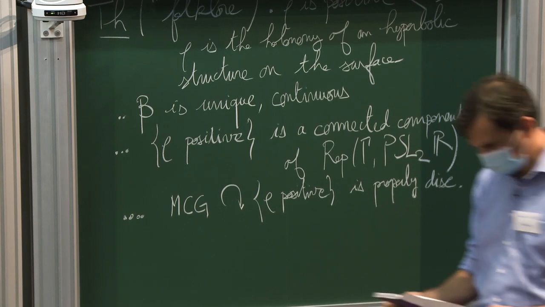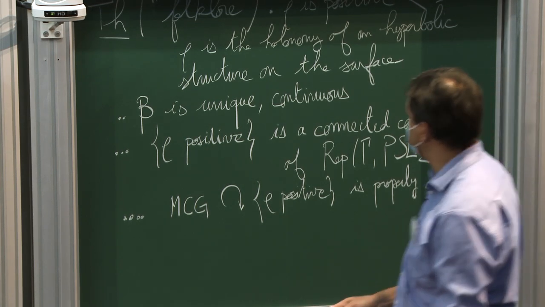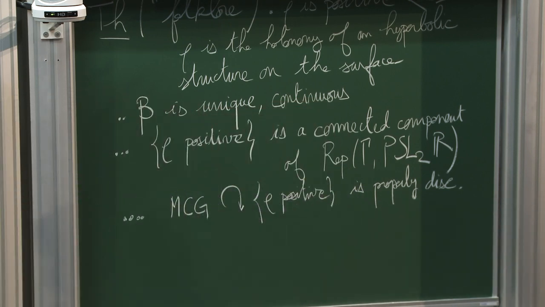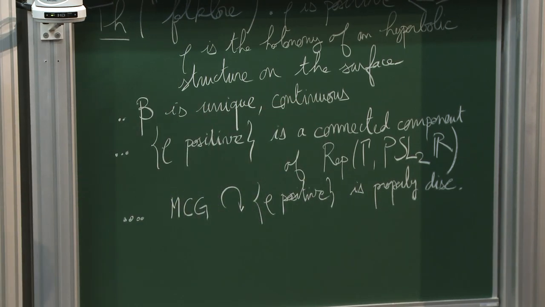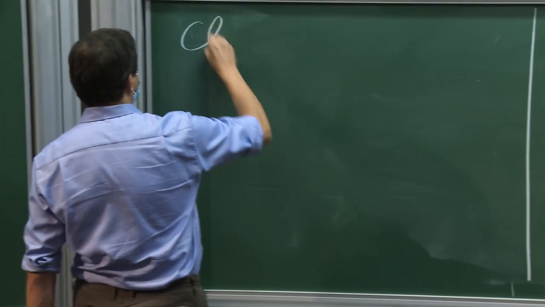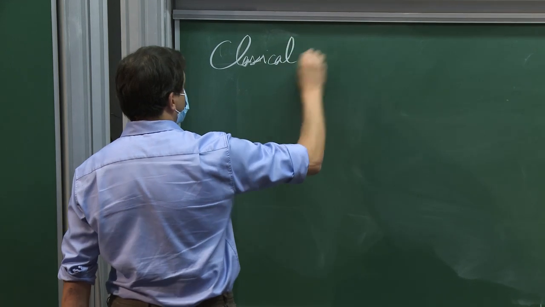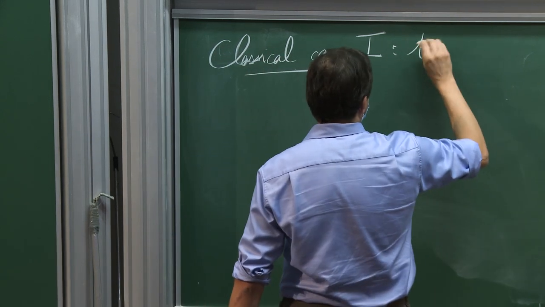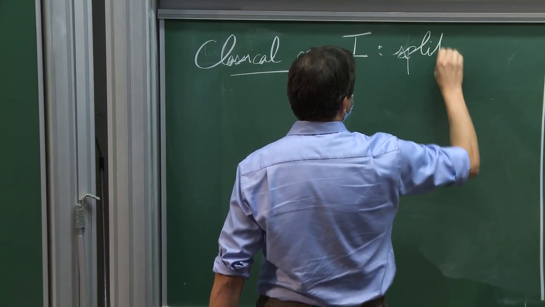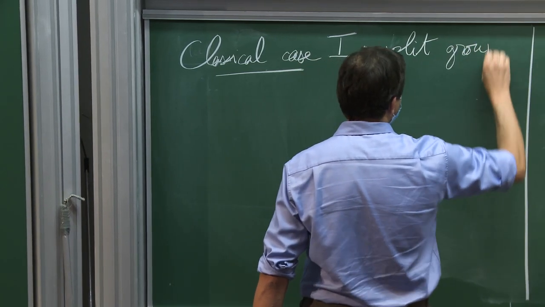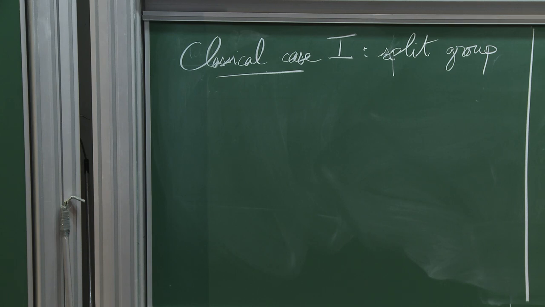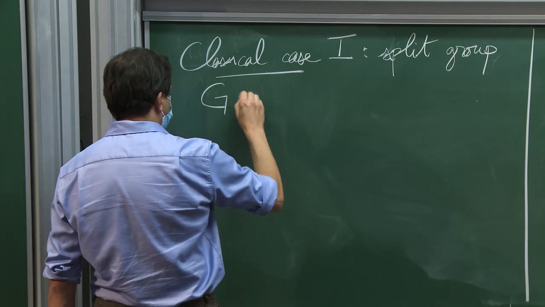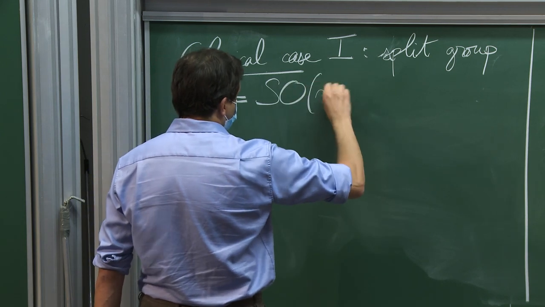Okay, and I think this is all that I would like to say about this very classical case. I would like now to give one other well-known instance of positivity, which is still classical in a sense. It is the case of a split group, real split groups. So my example of a split group today will be not SLn, but SO(n, n+1).